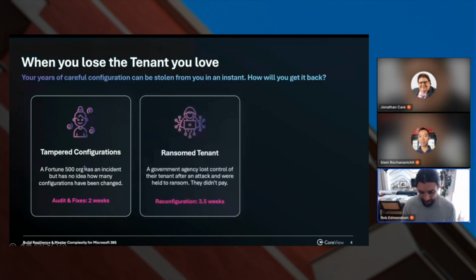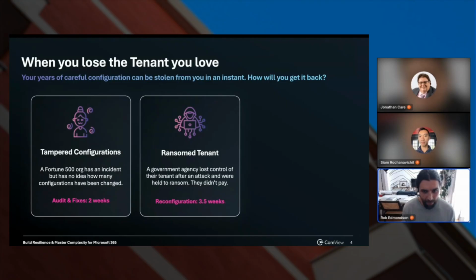Another story. This is a very large government agency. Let's just leave it at that. I'm not going to tell you what country they're in or any more details. They had their entire Microsoft tenants taken over because someone got privileged access, something we'll talk about in a moment. And when this happened, they were effectively held to ransom. So the cyber criminals said, look, we've got control of your tenant. We know how many years you've invested to build this tenant to be exactly the way it should be. We're only going to give you access to it if you pay us money.